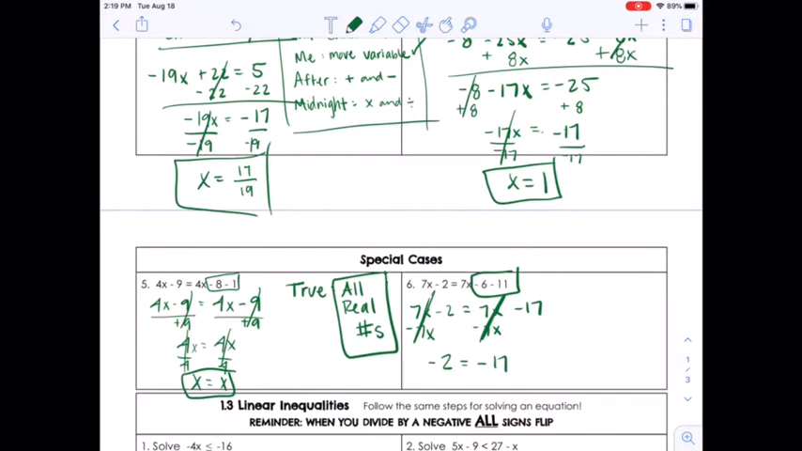And we know that that is not the case. I would much rather owe someone $2 than owe them $17. So that is not true. So if it's a false statement, the solution is no solution. So make sure you remember those on your quiz.